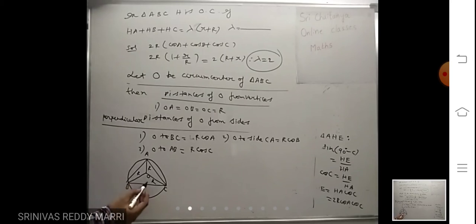Now look here, this is angle A. So the angle at the center is 2A. This is the chord, which subtends an angle A at the major arc. Then the angle subtended by the chord at the center is 2A.